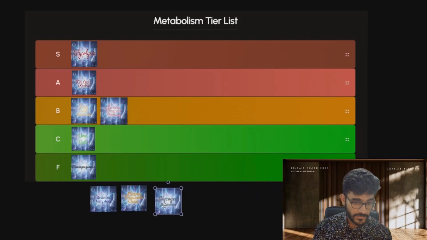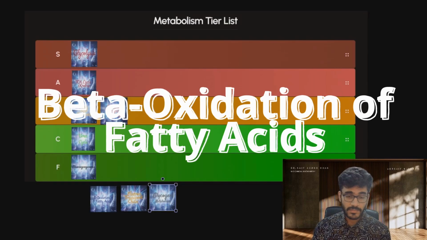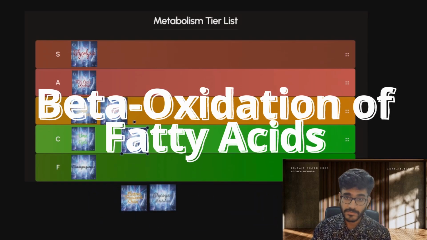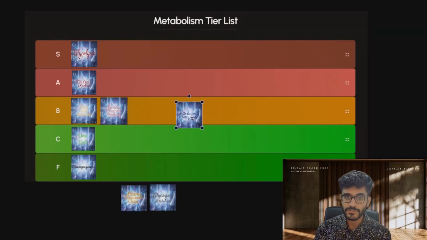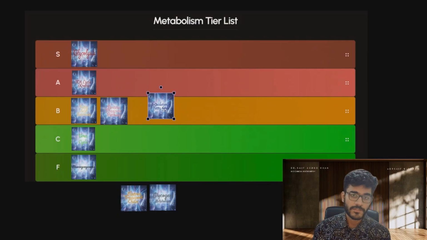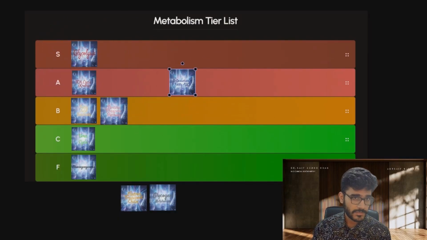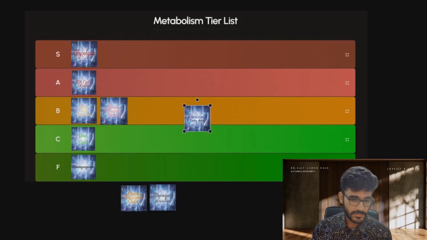Okay, now we are coming to the final 3. Okay, let's go with beta oxidation now. Now, beta oxidation is too valuable during starvation and fasting. It breaks down those fatty acids and it gives tons of energy and glucose. It is essential for survival. Without beta oxidation, the fatty reserve usage would be very less. So because of its high survival value, it has to be in either of these 3 categories.